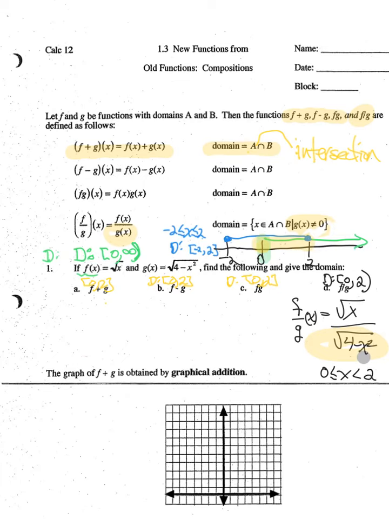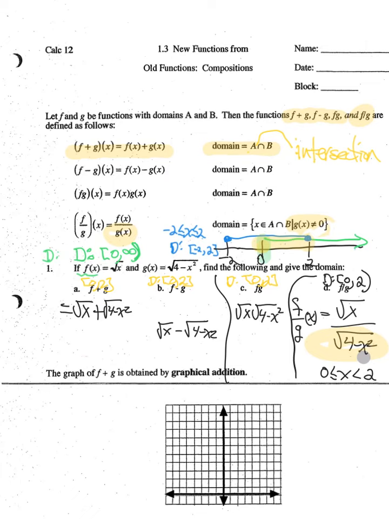Okay, find the following and give the domain. So what was f plus g? Well, f plus g is simply root x plus root 4 minus x squared. What is f minus g? Root x subtract g, 4 minus x squared. What is f times g? F times g is root x times root 4 minus x squared.